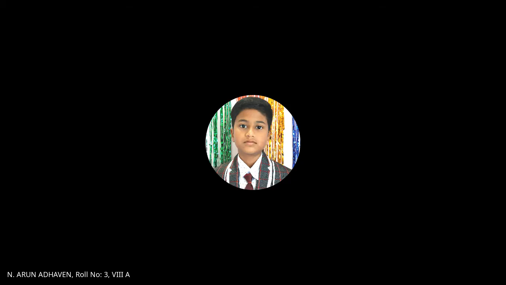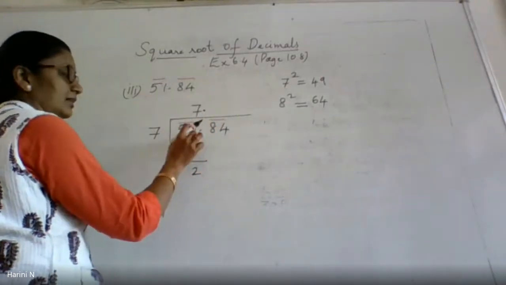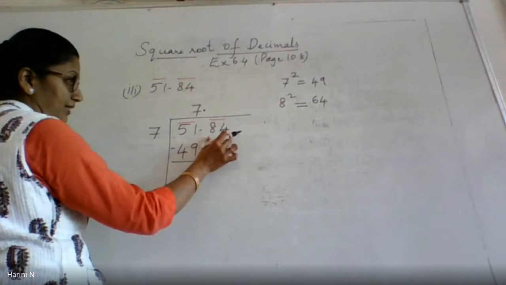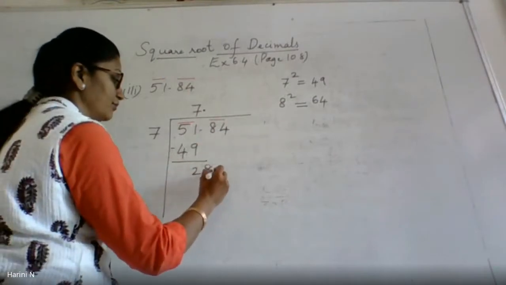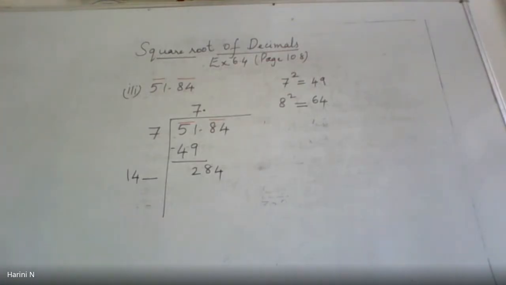Yes, ma'am. Next we bring down the next block, 84, which will become 284. So bring it down. What should you not forget? Ma'am, we should put a decimal point, because the whole number is over and we are moving on to the decimal portion. So it is 284. Double the divisor, which is 14, and put a blank for the digit that you're going to add. It is ending with 4. So think what should be your digit.